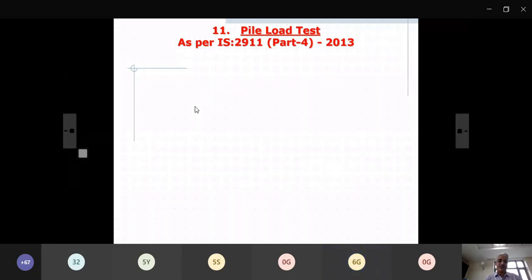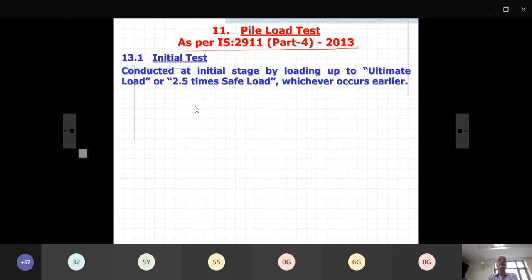Last part is pile load test. Since we have said that the pile load test is the final proof of the pudding, how do we do the pile load test? This is given in IS 2911 part 4, and there are 2 types of tests, as I told you, initial test and routine test. The initial test is conducted at the initial stage, where you load the pile up to the ultimate load or 2.5 times the safe load, whichever occurs earlier.